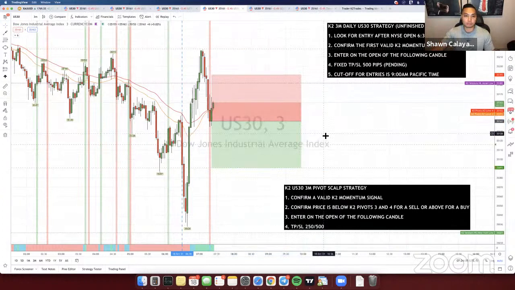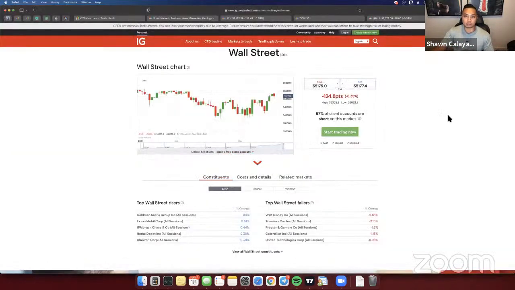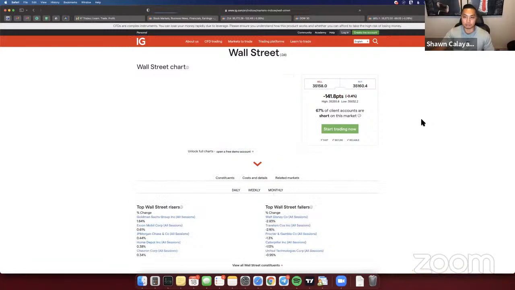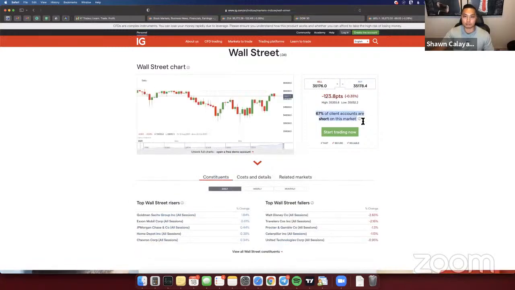It's really key that you use proper risk when taking these trades. I'm not in this trade, guys, so just keep in mind, I'm not in this trade. Reason for that is because I'm just not really confident with how the price is moving right now. Currently, I don't want to trade with the majority of people. Majority of retail traders are currently short right now. You can see 67% of people are short.